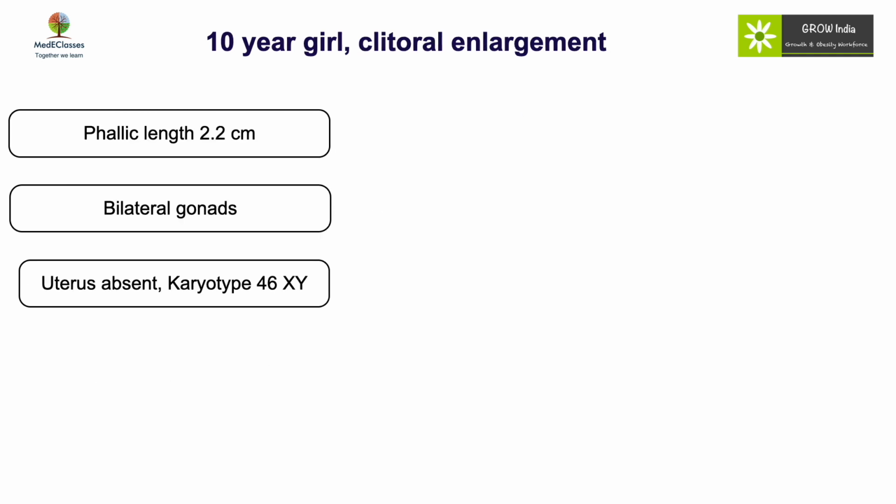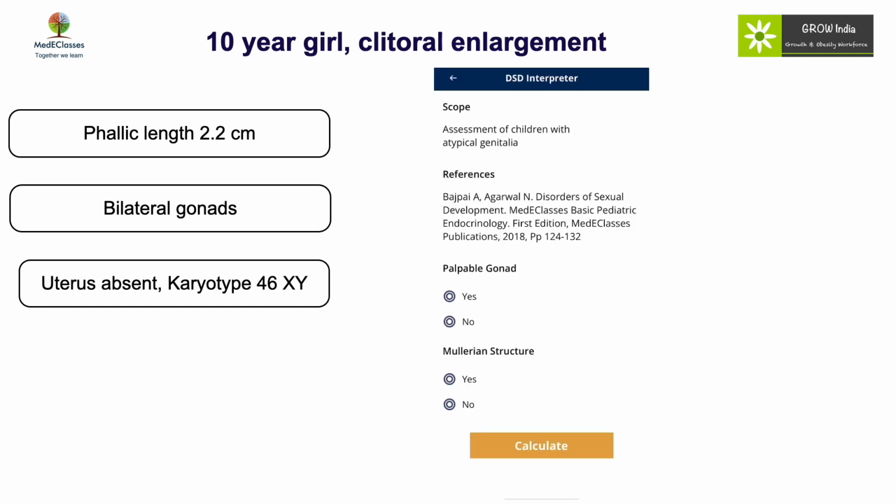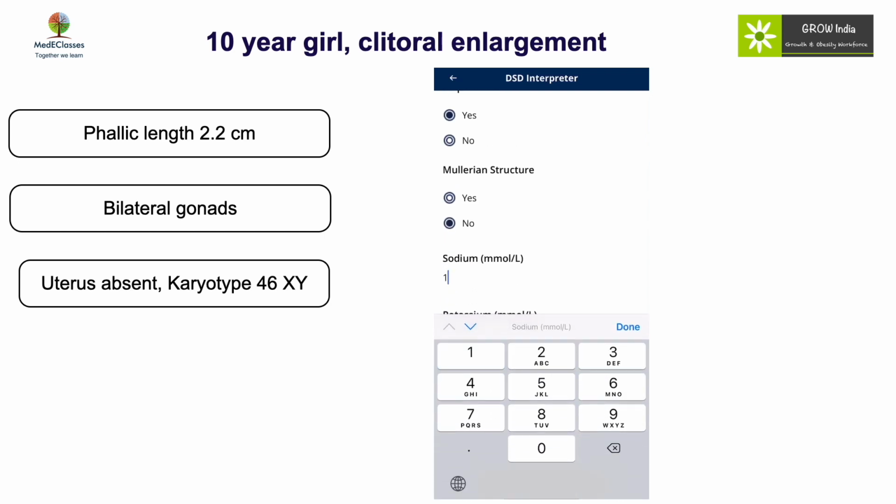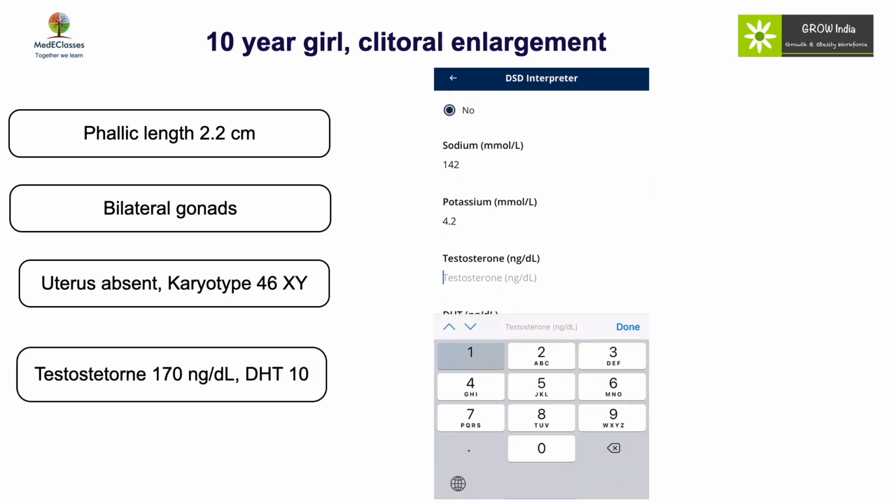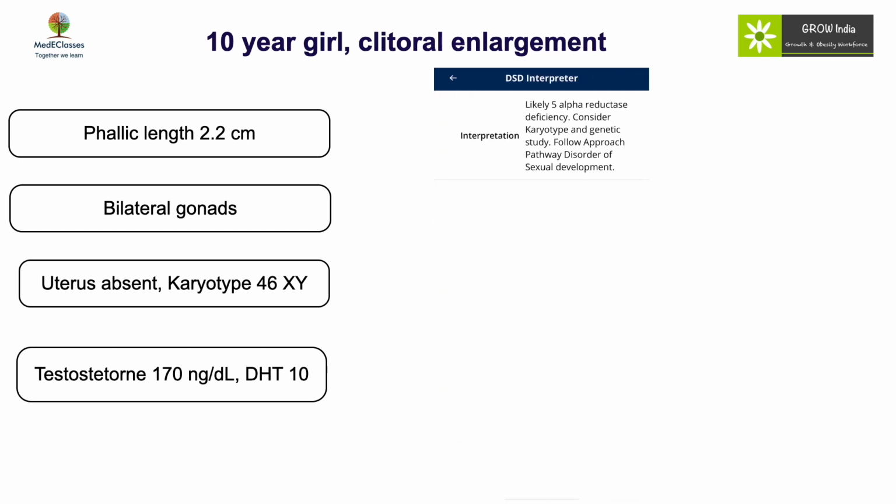A 10-year-old girl with clitoral enlargement. So this girl had normal development earlier, and now the parents have noticed clitoromegaly. There is a phallic length of 2.2 centimeters. Gonads are present and uterus is absent. So again, XY DSD. And if we put it in our application, it basically asks whether palpable gonads are there and the Mullerian structure is absent. It talks about electrolytes, which were normal in this case. The testosterone level was on the higher side with a low level of DHT. So this indicates that there is production of testosterone, but it is not getting converted into DHT, and this along with the pubertal virilization is suggestive of 5-alpha reductase deficiency.